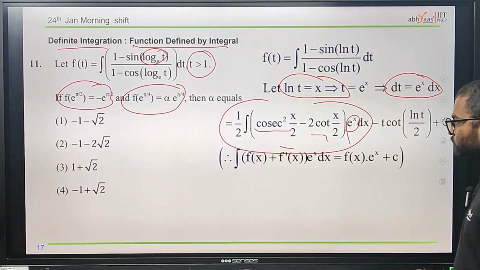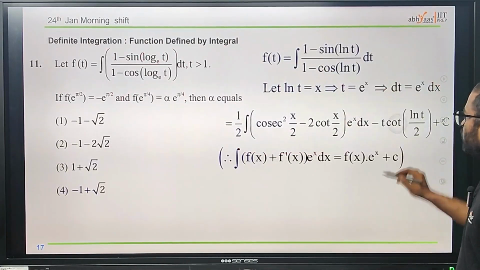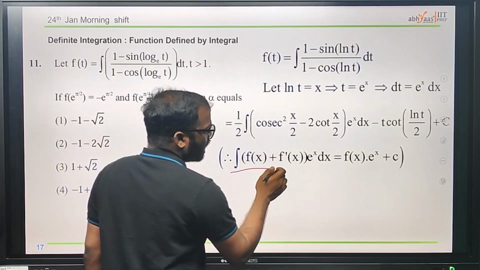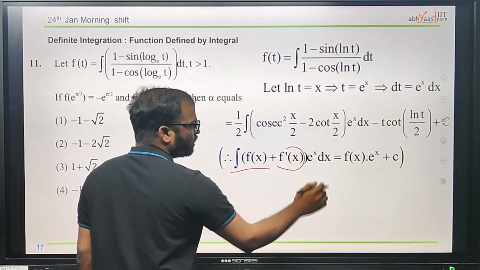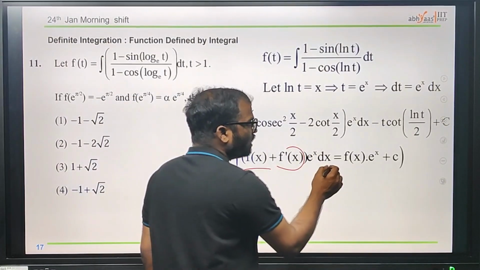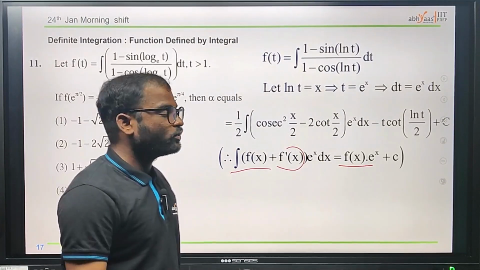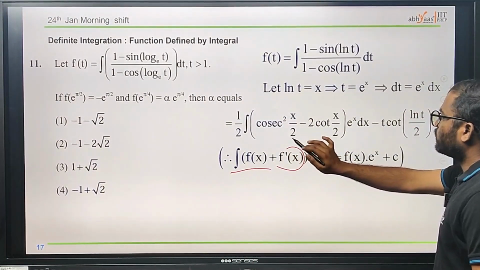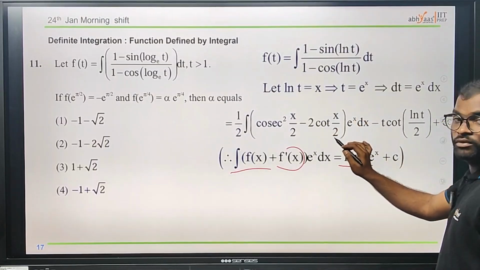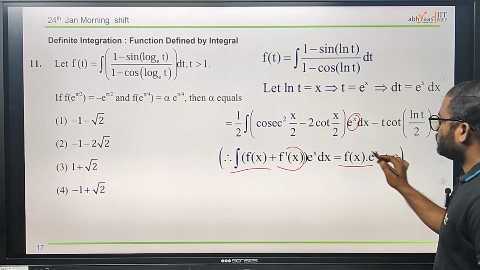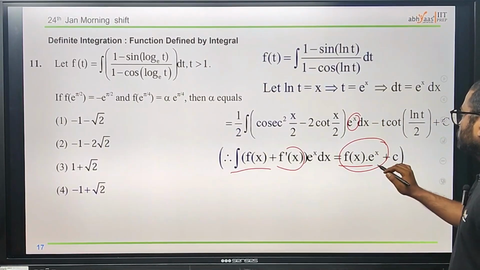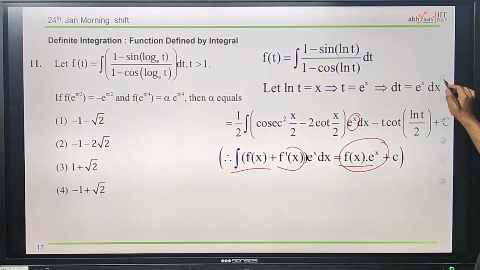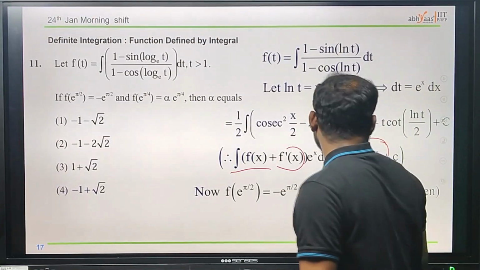Now we know the integration of f of x plus the differentiation of f of x, times e power x dx, can be written as f of x into e power x plus c. If you observe, here we have f of x and f dash of x into e power x dx, which can be written as f of x plus f dash of x into e power x, plus c. That's how we wrote it.